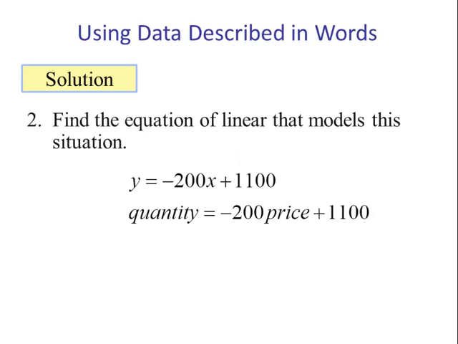If we use the variables from this situation, we see that quantity equals negative 200 times price plus 1100. Using function notation, we could write it as Q of P equals negative 200 times P plus 1100.